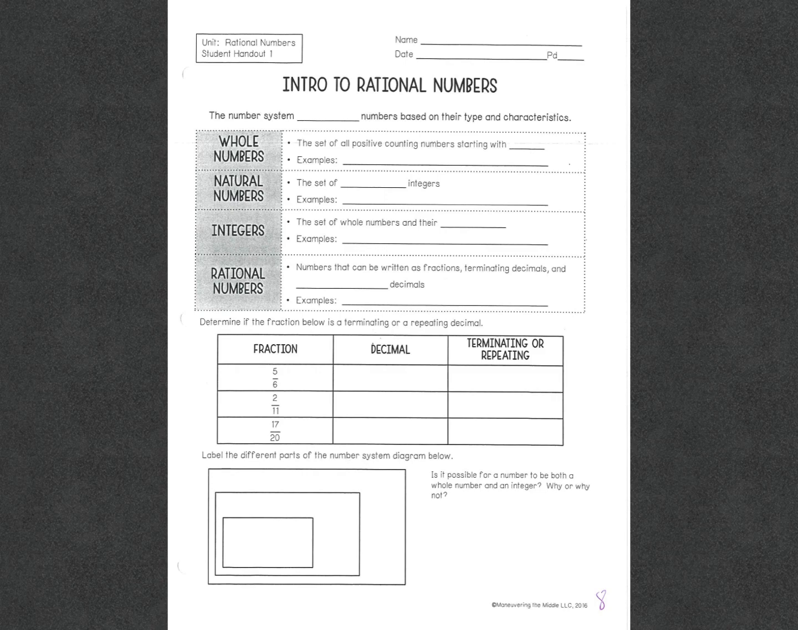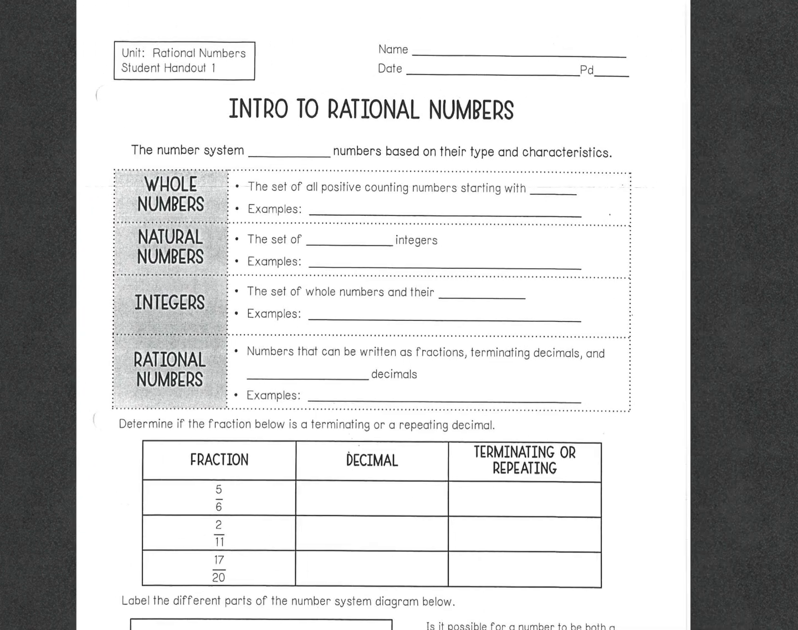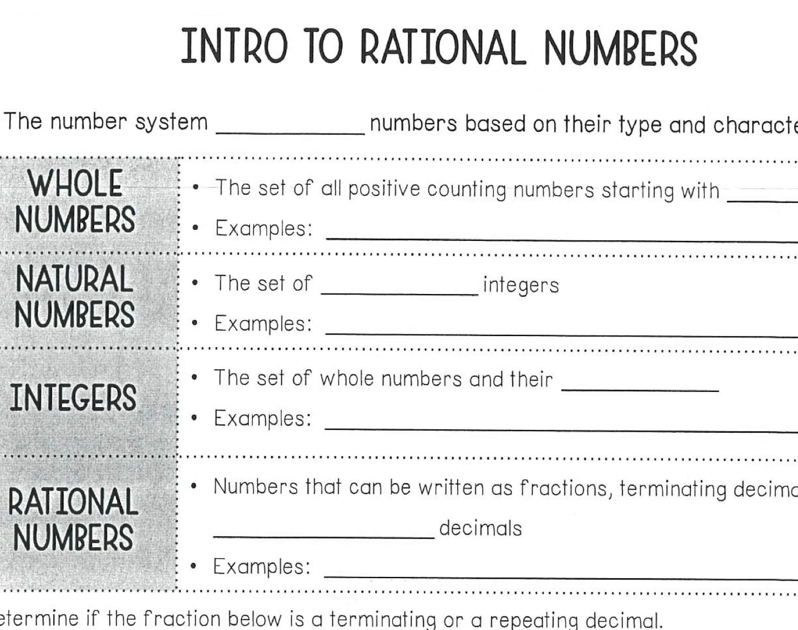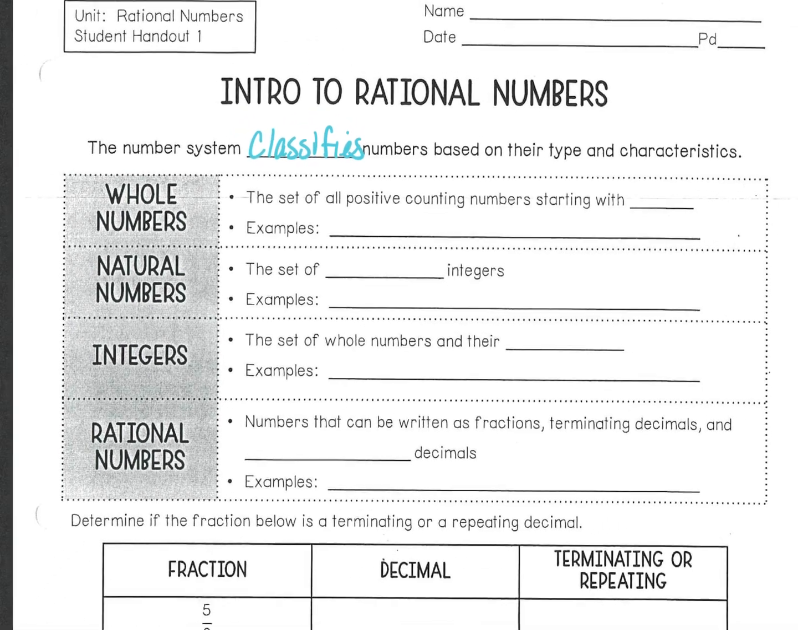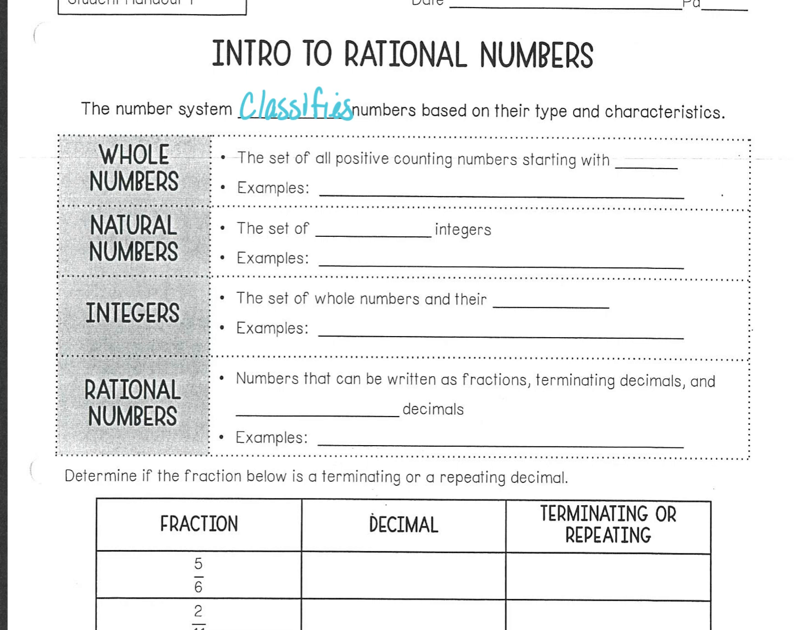Okay, so let's talk about rational numbers. We're going to talk a little bit about rational numbers and we'll start adding and subtracting them. Rational numbers is a number system that classifies numbers based on their types and characteristics. So we have this whole set with different types of numbers underneath this big umbrella that's rational numbers.